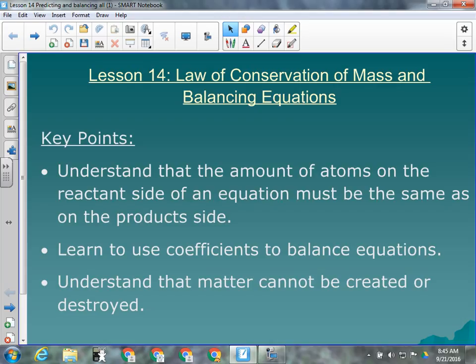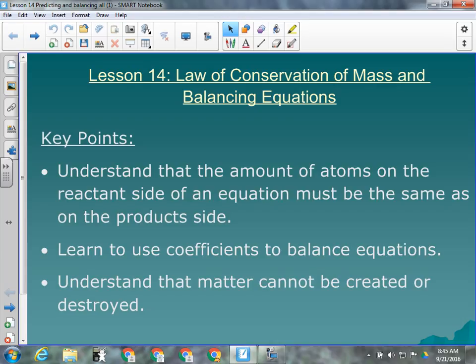So, key points for today. Understand that the amount of atoms on the reactant side of an equation must be the same as that on the product side. We've already done balancing. This is just so that you actually have official notes on how the balancing works, so we're going to zip through those because you seem pretty good at that already. Learn to use coefficients to balance equations, and understand matter can't be created or destroyed. That's the law of conservation of mass, or law of conservation of matter, whichever way you've heard it phrased.